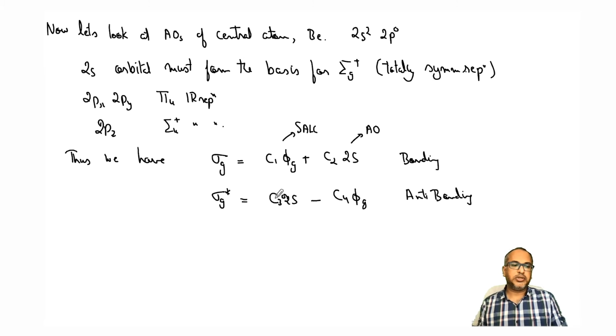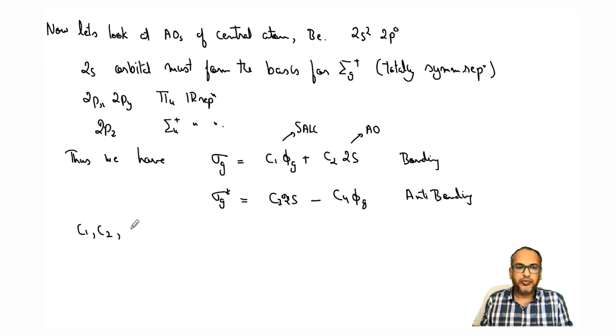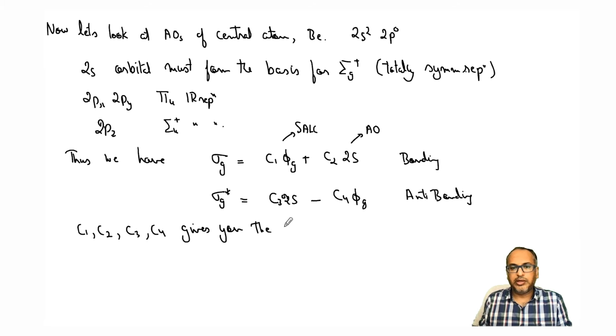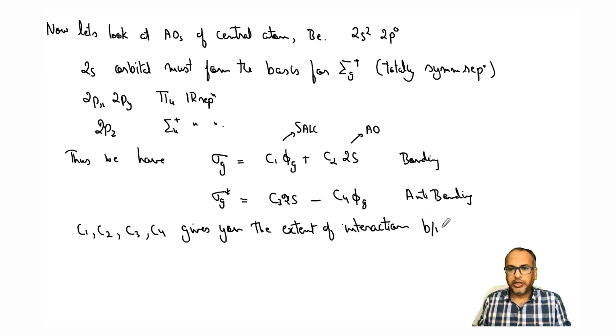Now C1, C2, C3, C4 reflect the extent of interaction. We can write down C1, C2, C3, C4 gives you the extent of interaction between respective orbitals. How strongly they are overlapping and all.